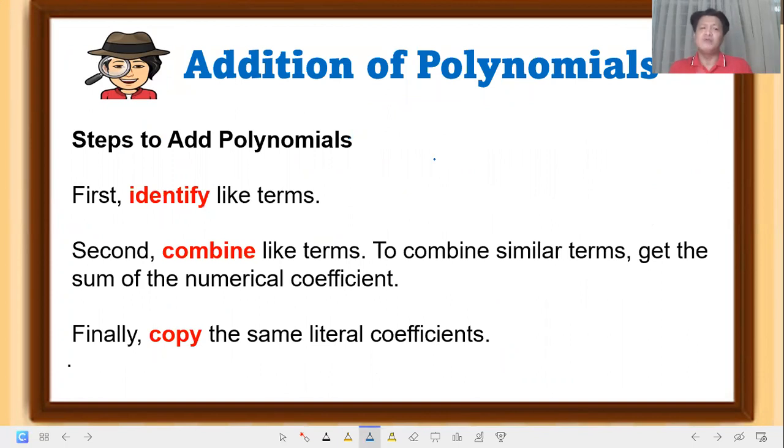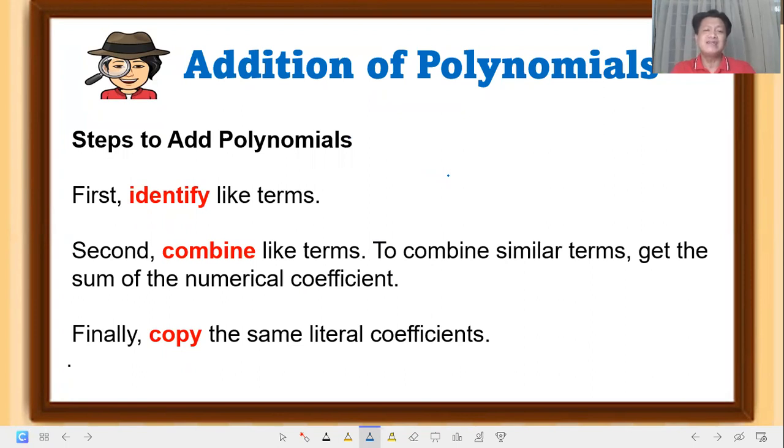Kaya natin ni-review, di ba? You have to identify first the like terms. Yun yung first step natin. Kapag na-identify na natin yung like terms, you can now proceed to step 2. That is combine like terms. When we say combine like terms, just simply combine similar terms. Get the sum of the numerical coefficient. Ibig sabihin yan, yung kanyang numerical factor. Di ba? Meron tayong literal factor, meron tayong numerical factor. So magkadikit sila, di ba? Kung ano yung number na nasa unahan ni literal factor, yun po ang ating i-add doon sa kanyang similar terms.